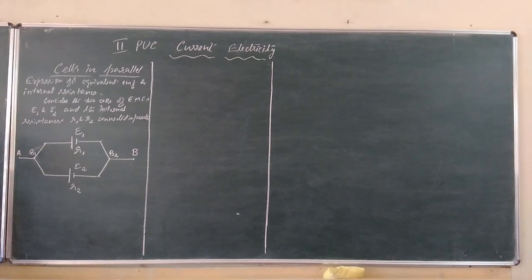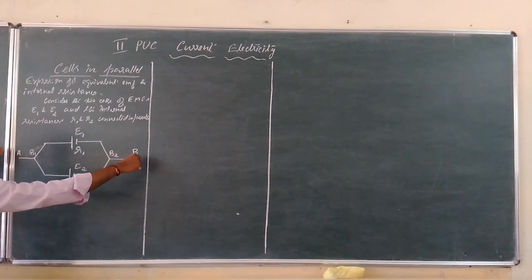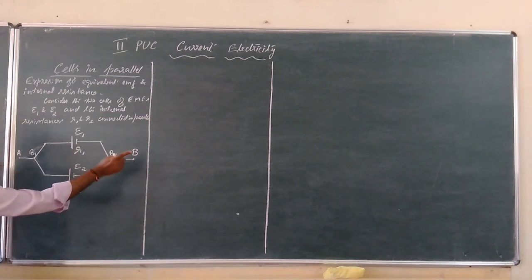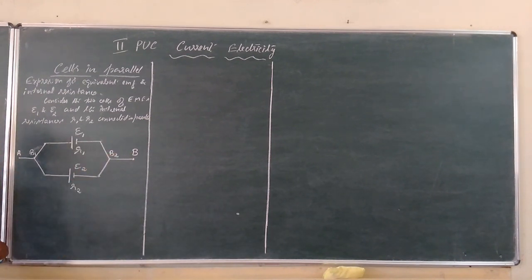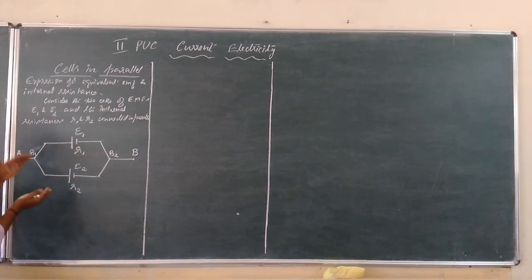Now these two cells are connected in parallel. Positive electrodes are connected together to one common point and negative electrodes are connected to the other common point. And if these points A and B are connected to the external circuit, then the terminal potential difference appearing across the first cell, the second cell and the external circuit is the same because they are connected in parallel.